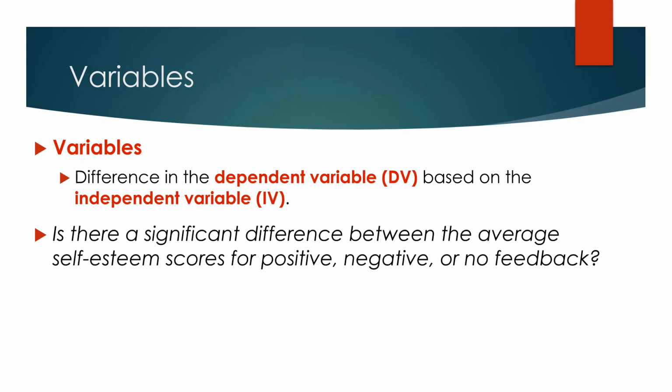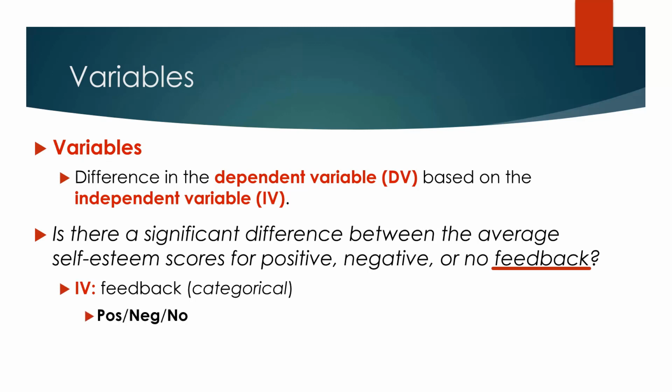Very similar to how we did it with the independent and paired samples t-test. So the IV is going to be our categorical variable, it's going to be our groups. So we see that feedback is the one here that we're trying to see, does feedback have an effect on self-esteem? We've got 3 groups of feedback, positive, negative, and no. So we can represent that there with 3 groups with slashes.